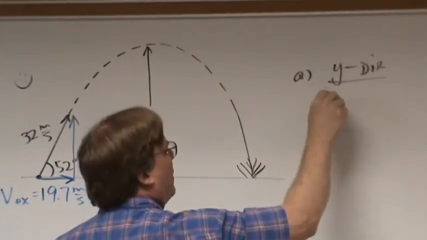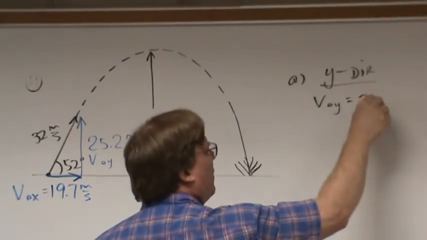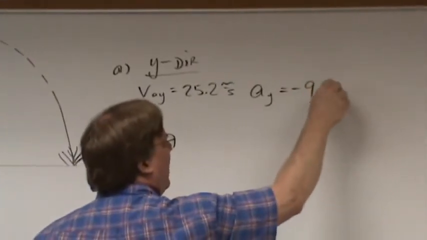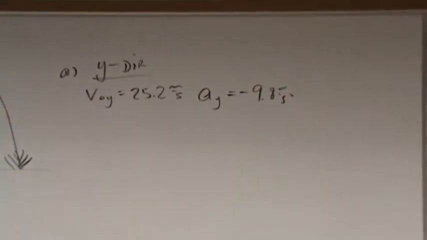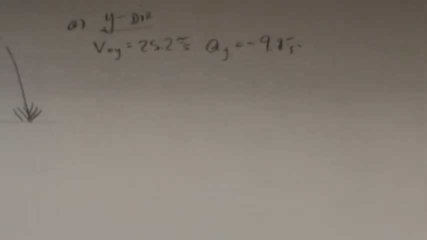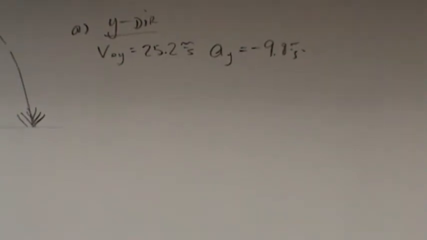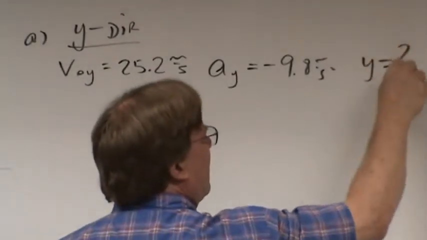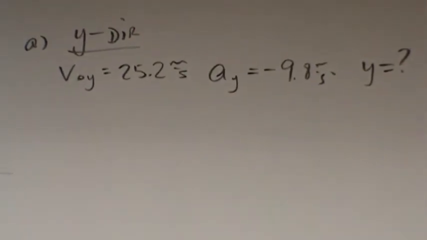I've got my initial velocity in the y direction, which is 25.2 meters per second. I've got my acceleration in the y direction, which is negative 9.8 meters per second squared. I'm calling it negative because I'm going to define up as positive and to the right as positive. So my initial velocity is positive, but my acceleration is negative because up is positive and down is negative. I want to know what that maximum height is. And that's all I've got. Is there another piece of information I can get from this situation? What else do I know?